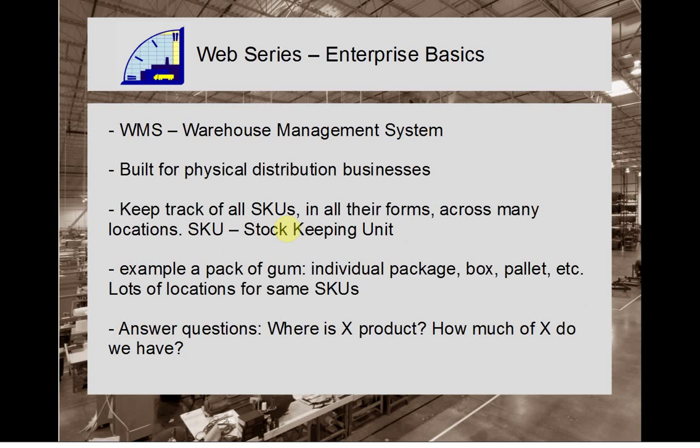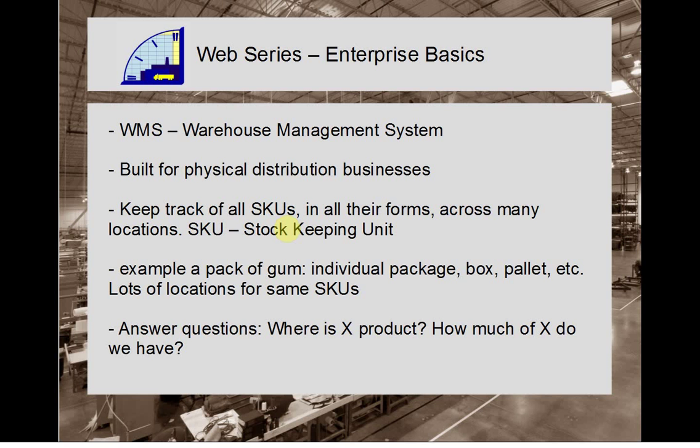The next type of enterprise software I'll get into is WMS, Warehouse Management System. This is software built mostly for physical distribution businesses. These are businesses that take in goods from other suppliers, store them, perhaps add a little bit of value, and then sell them to either other businesses or end consumers.